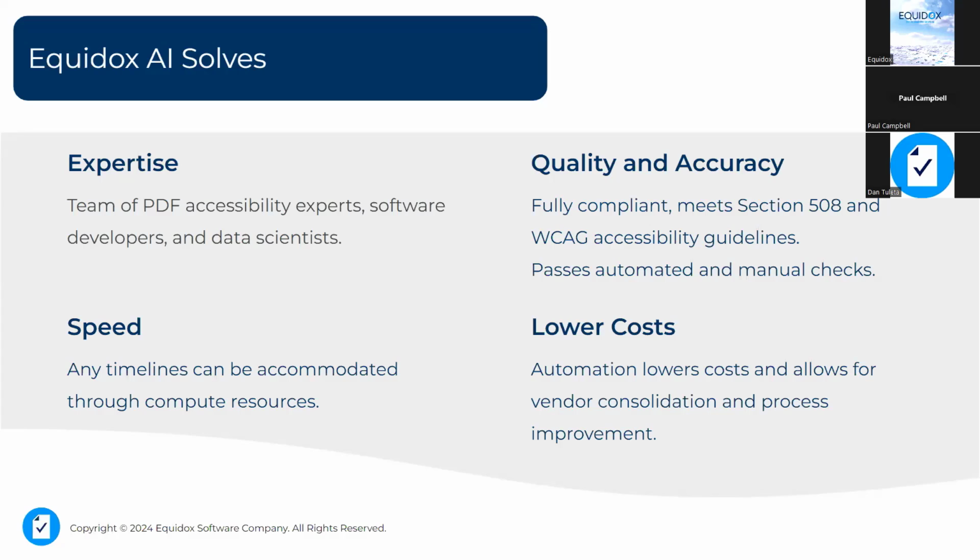Equidox AI automation allows, number one, for good quality, usability, and compliance every time because of our unique model creation using machine learning and artificial intelligence. However, we don't auto tag or cut corners or rely on any human element to get the process done.